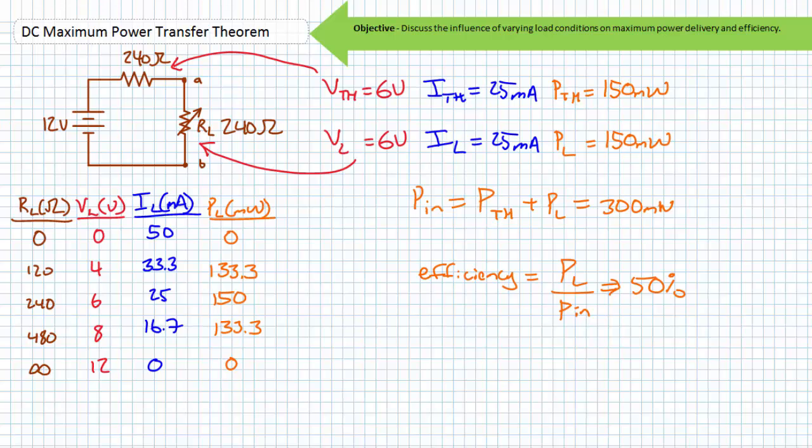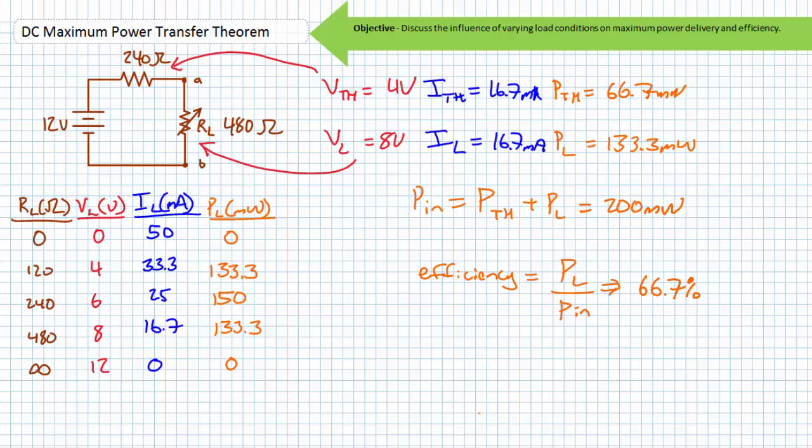Again, efficiency is the ratio of usable power output obtained from a given power input. Of the 300 milliwatts delivered to the system by the Thevenin's equivalent source, only half of them, or 150 milliwatts, get put to use. At conditions other than maximum power, this efficiency measurement changes.